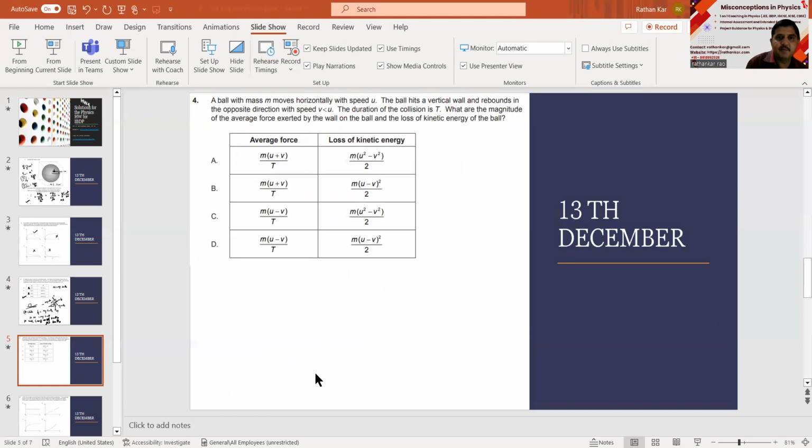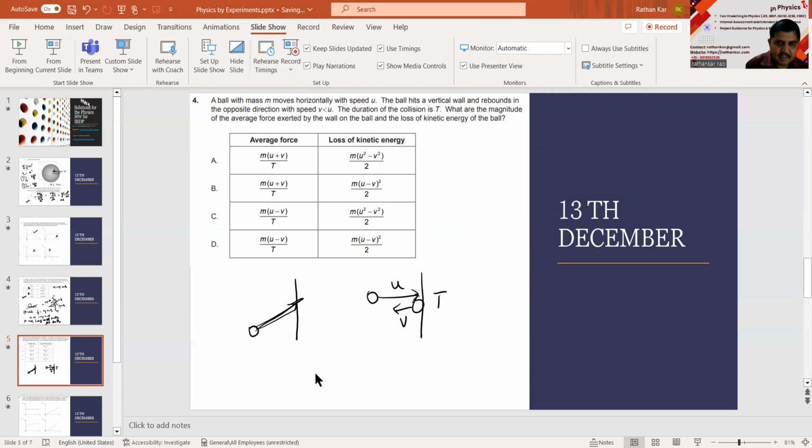A ball with mass m moves horizontally with speed u. The ball hits a vertical wall and rebounds in the opposite direction with speed less than u. It moves horizontally, it hits the wall and rebounds like this. So this velocity is v, this velocity is u. The duration of the collision is t. Now, what is the magnitude of the average force exerted, and the loss of kinetic energy?